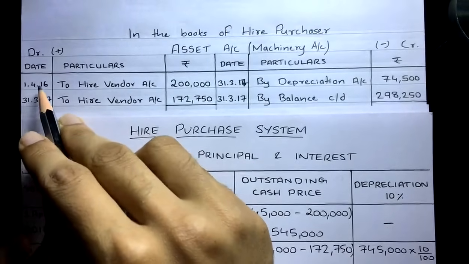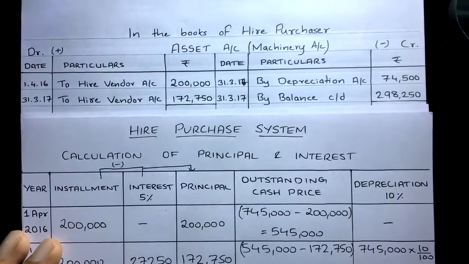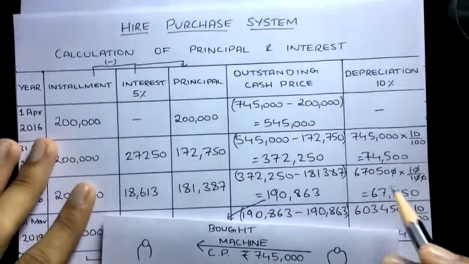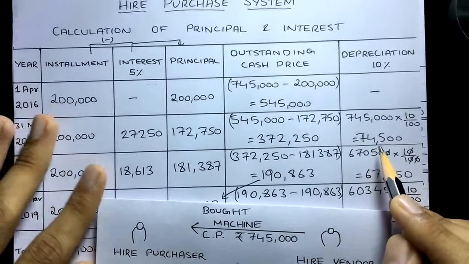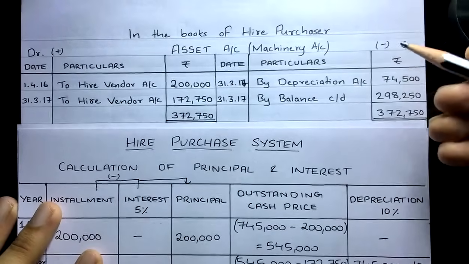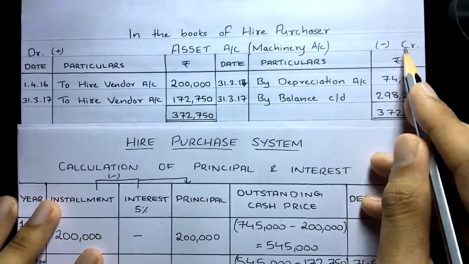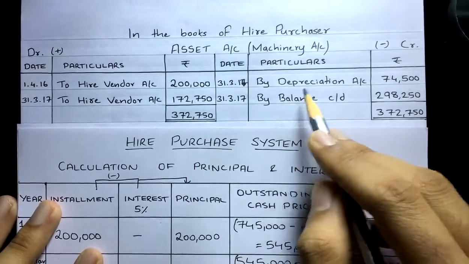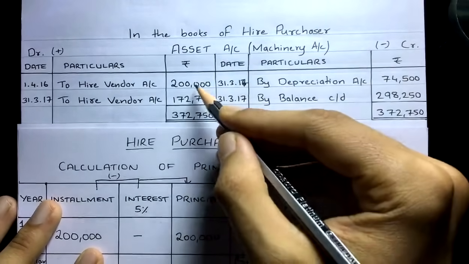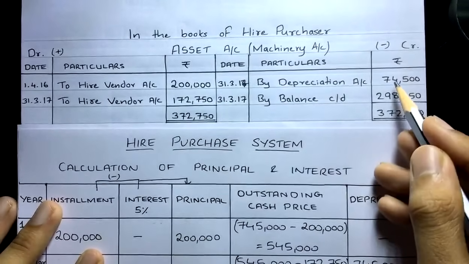On 1st April, the first day, the down payment was made, and this at the end of the year. It is said in the question, right? The installments will be paid at the end of the year. And then the depreciation was charged at the end of the year. That was 74,500. Because of depreciation, the value of the asset will decrease, isn't it? So asset will decrease, so credit, by depreciation account 74,500. Simple, right?